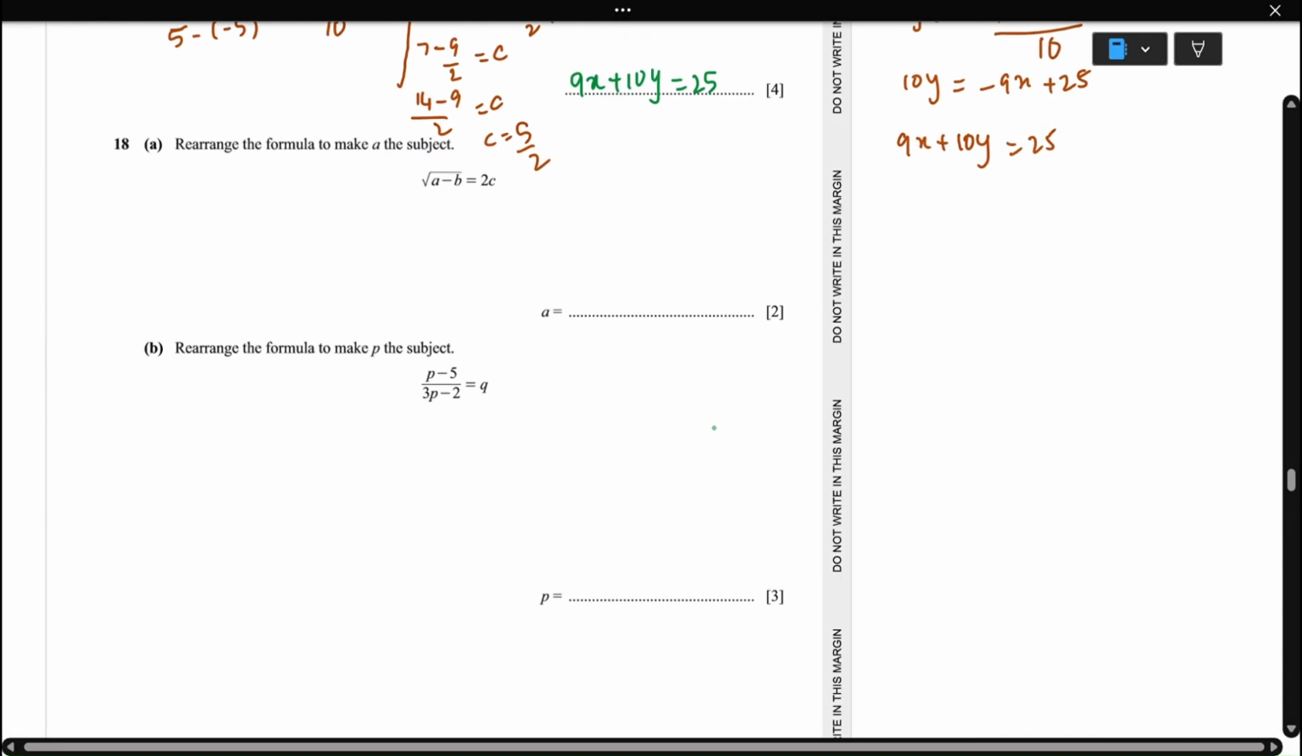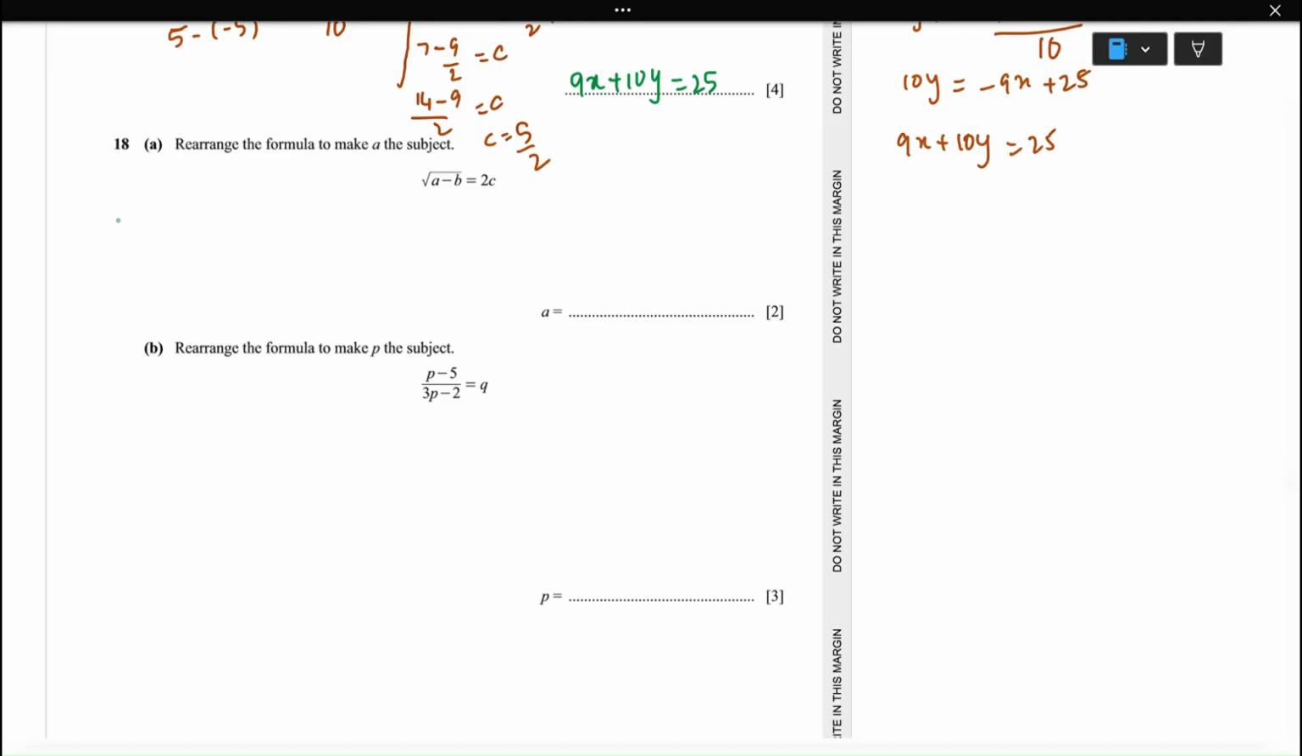Next question, rearrange the formula to make A the subject. First we need to square both sides. When I square both sides, I get A minus B equals 2c whole squared. I expand: A minus B equals 4c squared. Now A is the subject, so A stays on the left side and I bring B to the right side, which is 4c squared plus B. That is our final answer, 4c squared plus B.